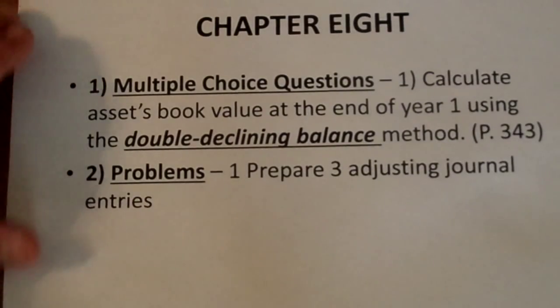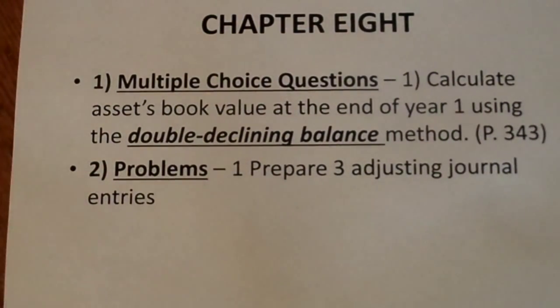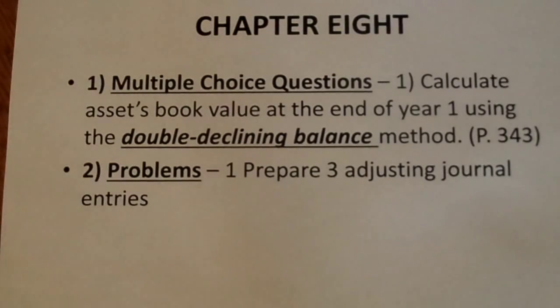Chapter 8. There's one multiple choice question. Calculate an asset's book value at the end of the year using the double declining balance method. So here you're calculating depreciation, but after you calculate the depreciation, what you're doing is finding the book value at the end of year 1. Remember that book value is cost minus accumulated depreciation. Then there's one problem, and the problem is prepare 3 adjusting journal entries.